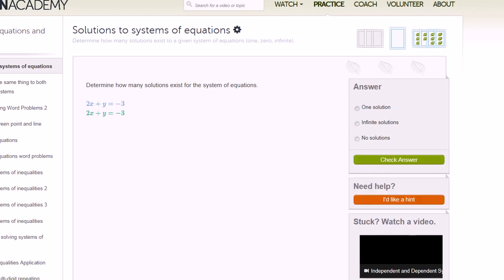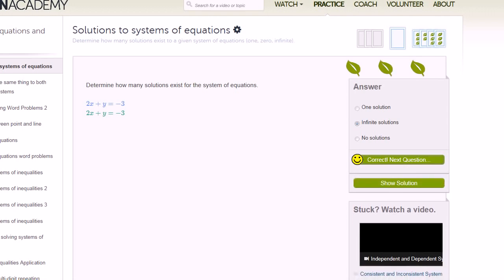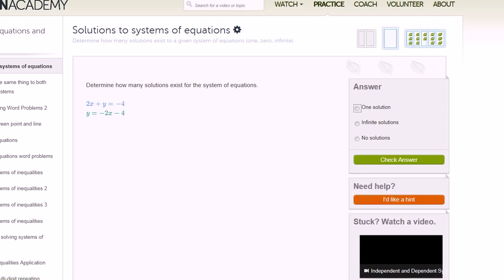Let's try another one. Here we have 2x plus y is equal to negative 3, and this is pretty clear. You have 2x plus y is equal to negative 3 twice. These are the exact same equations. So it's consistent information. There are definitely solutions, but there's an infinite number of solutions right over here. This is a dependent system. We can check our answer. Let's do one more, because that was a little bit too easy.